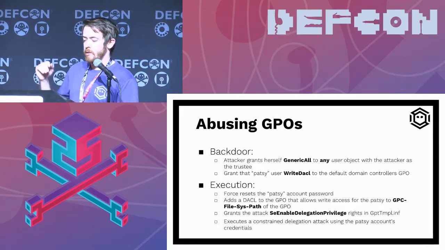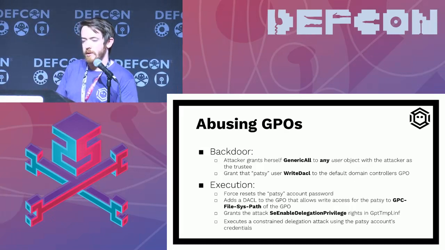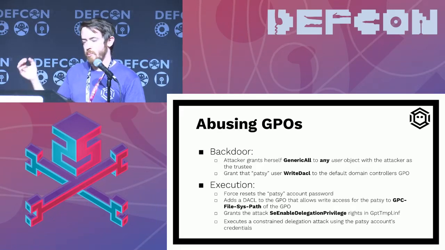So to execute it, once you get access to the system again, you force reset the proxy user's password, and you use that authentication context to add a DACL to that default domain controller's GPO. You're adding a DACL to the GPO that allows write access to that GPC file sys path. So we are granting ourselves the right to edit the GPO itself. Then we're going to grant, through modifying the GPO, the SeEnableDelegationPrivilege. This is going to be pushed down to the domain controllers, and what this does is it allows us to modify the msDS-AllowedToDelegateTo property on user accounts.